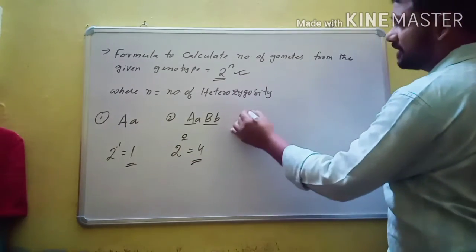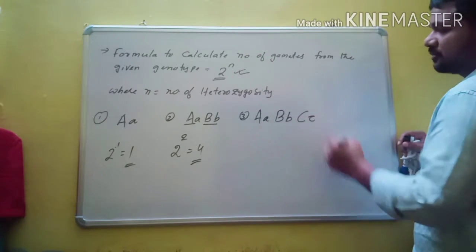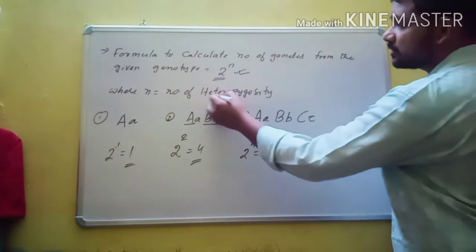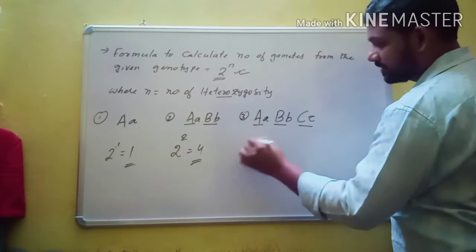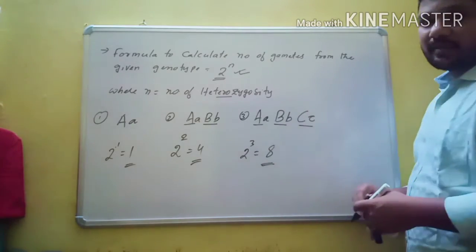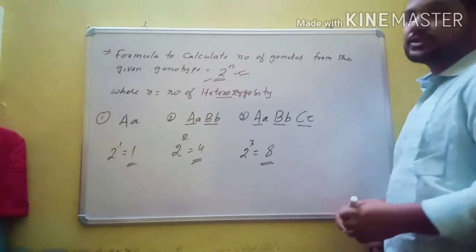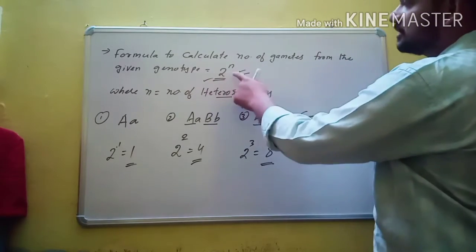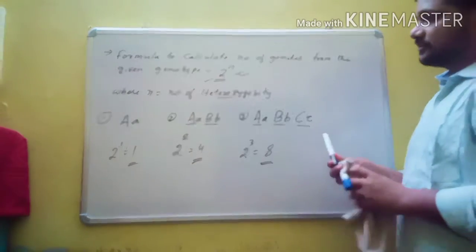And one more example is, for example, capital A, small a, capital B, small b, capital C and small c. How many gametes will come from this given genotype? Here how many heterozygosities are present? 1, 2 and 3. That means 2 to the power of 3, which means 8. So 8 gametes will come from this given genotype. So what is the formula we should use? That is 2 to the power of n, where n equals the number of heterozygotes.